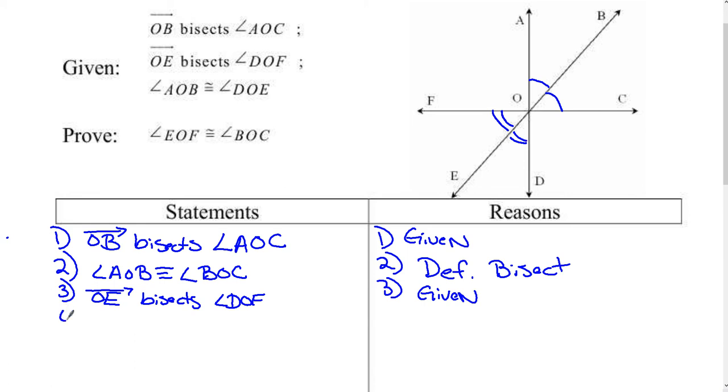So that's going to be my statement 4. It's going to be angle FOE is congruent to angle EOD. Reason: definition of bisect.